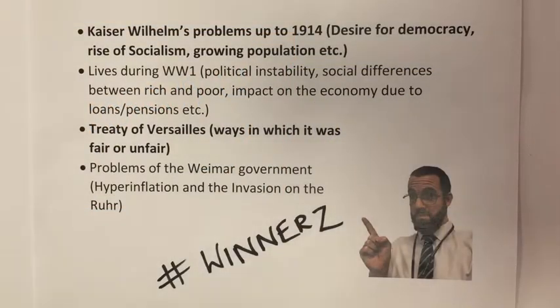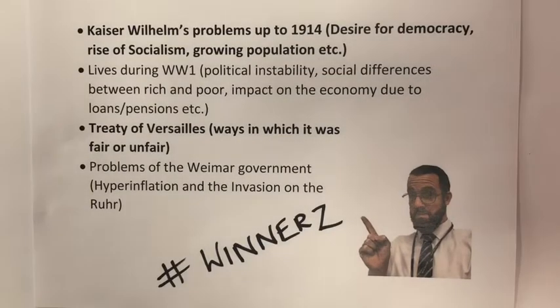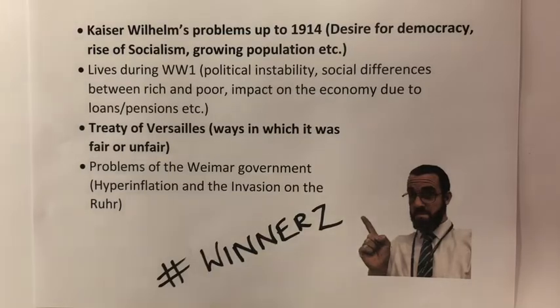Okay guys, let's start with what's going to be on the actual paper. Now this is in chronological order, but not the order they will appear on your exam. So first thing we need to think about is Kaiser Wilhelm's problems up to 1914. So we looked at the growing desire for democracy in the German population, the growing population as well, and the rise of socialism. And these were the really big problems he faced, that desire to reduce the Kaiser's power for people to have more of a say in government.